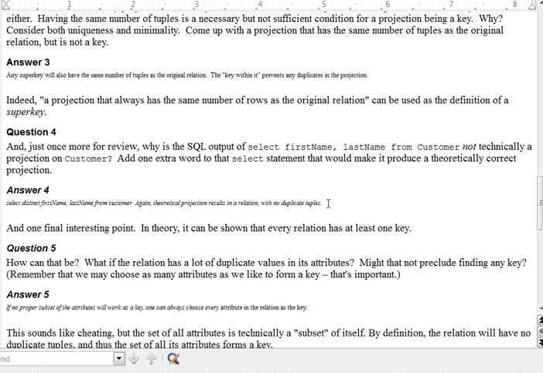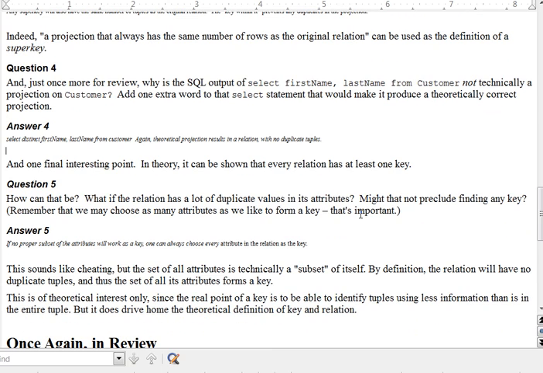The answer to this, again mostly just a curiosity point, is that if no proper subset of the attributes will work as a key, we can always choose every attribute in the relation as the key. If we do a select on all the attributes, even if it's a distinct, you'll still wind up with the same number as you started with. Now, that sounds like cheating, but the set of all attributes is technically a subset of itself. So by definition, the relation will have no duplicate tuples if it's projected to the full set of its attributes, and thus the set of all its attributes forms a key.